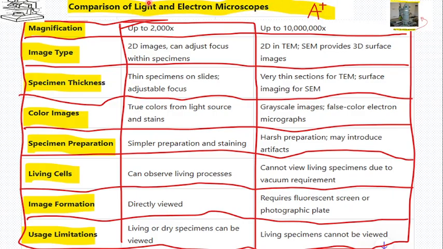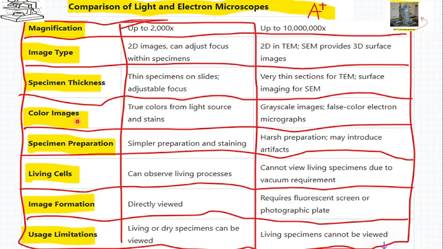So, continuing the comparison of light microscopy and electron microscopy, we are done with this part, so now we are here. Specimen thickness, okay, means usually the sample you put in the microscope on the stage. The sample should be a thin specimen on the slide, but this one needs a very thin sample. The sample you put here on the stage is thin, but under the electron microscope, it is very, very thin.